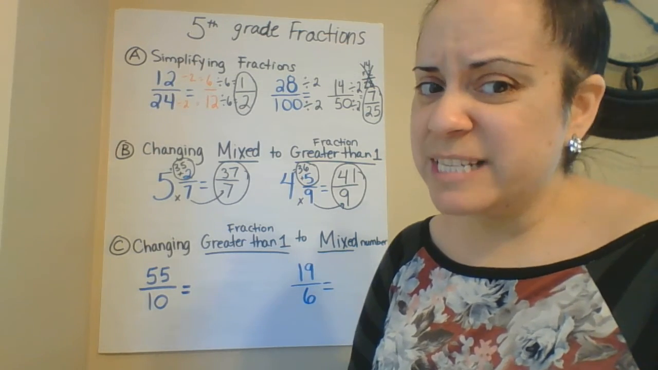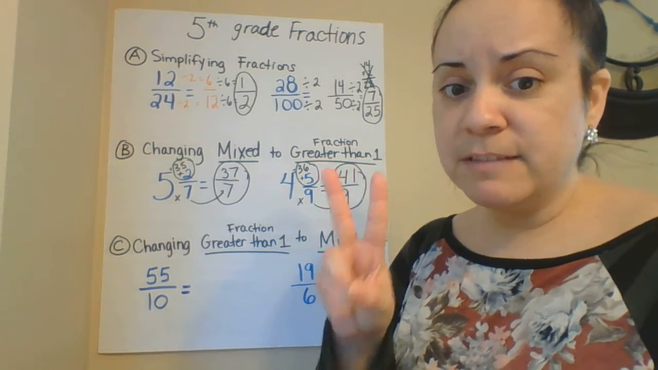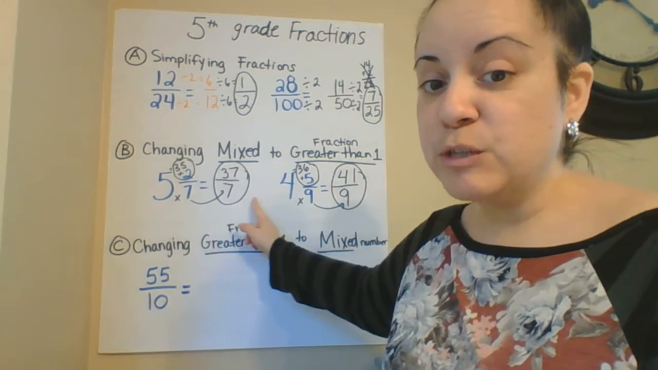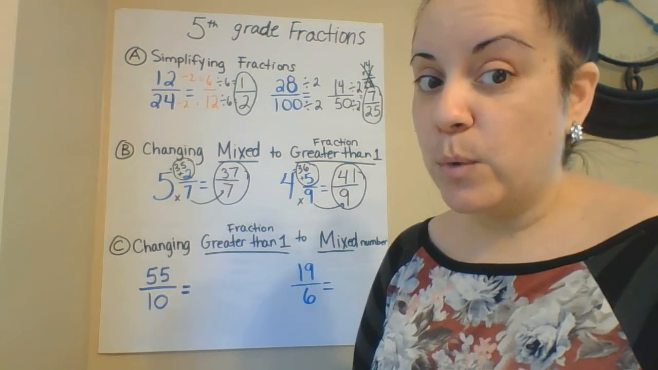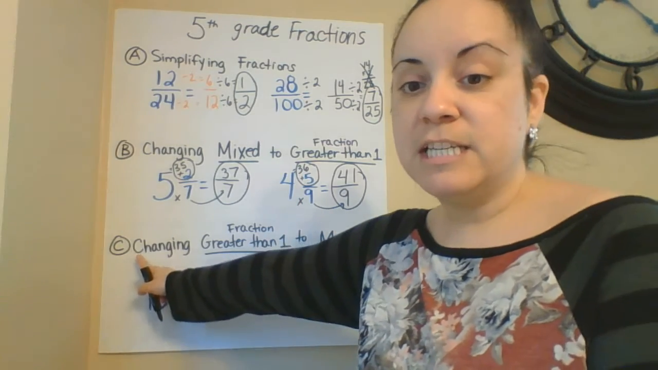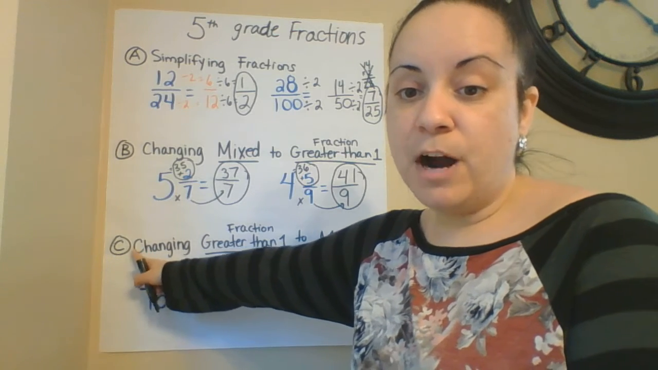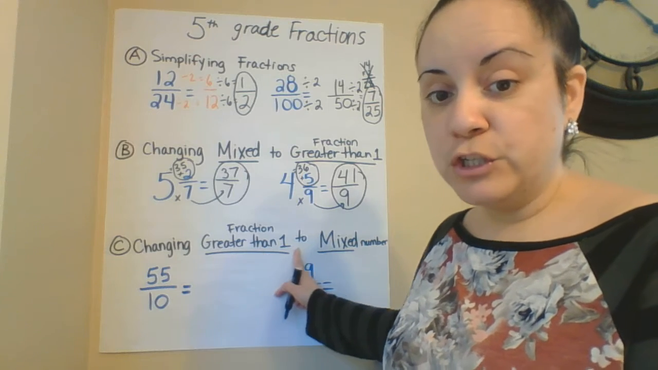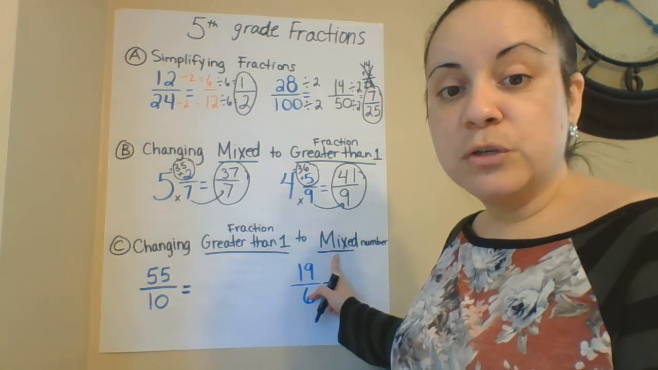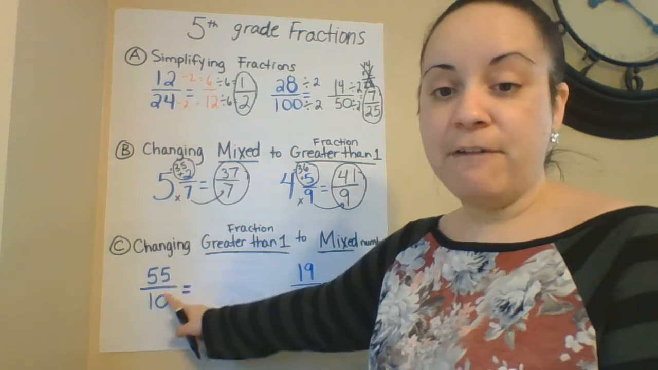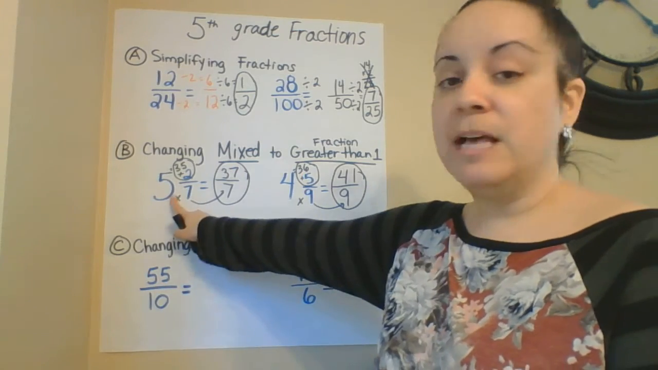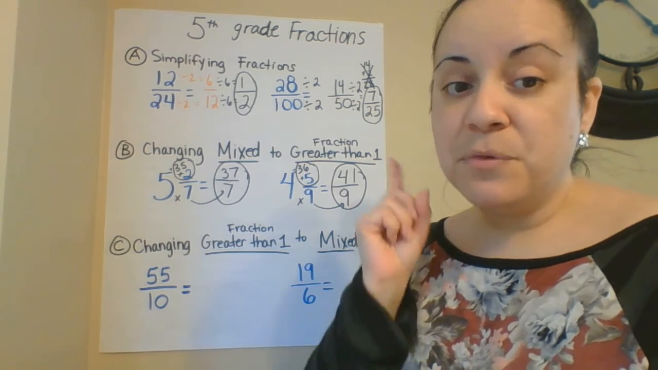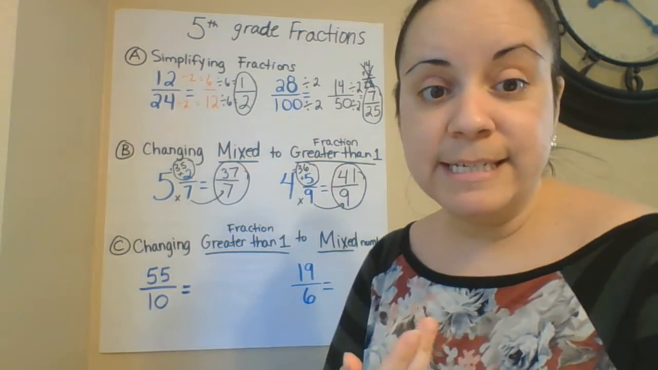Okay, that's pretty simple. If you do those two steps, first you multiply, then you add. Remember, go back and repeat this part of the video if you don't remember what to do. All right, let's move on to the last thing. Part C, changing a fraction greater than 1 to a mixed number. So now we're going to take a fraction and turn it into something that looks like this.